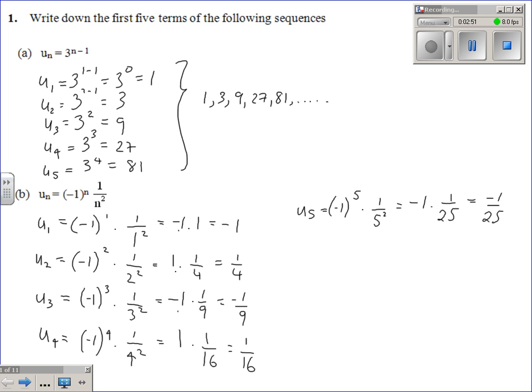So our solution here, once we're finished, we can write down the sequence. We've got negative 1, a quarter, negative a ninth, a 16th, negative 1/25, and so on. And we're done.